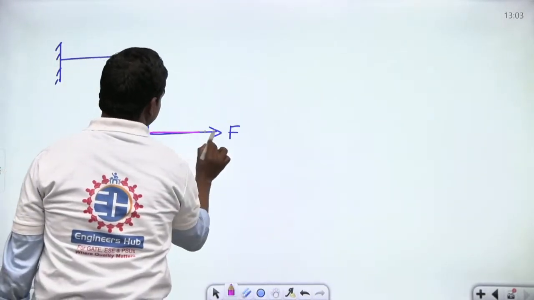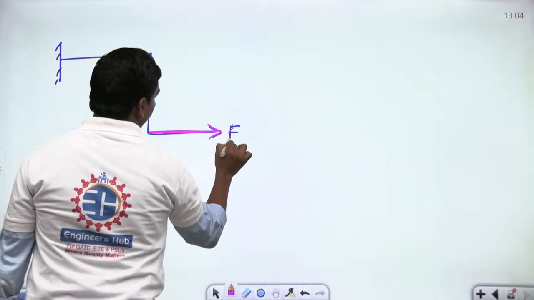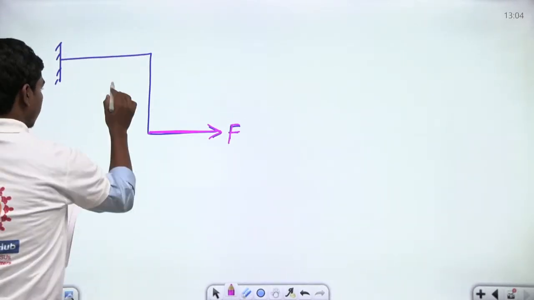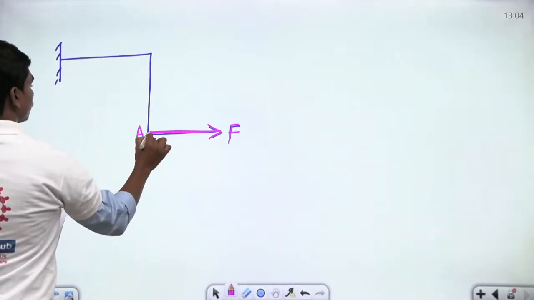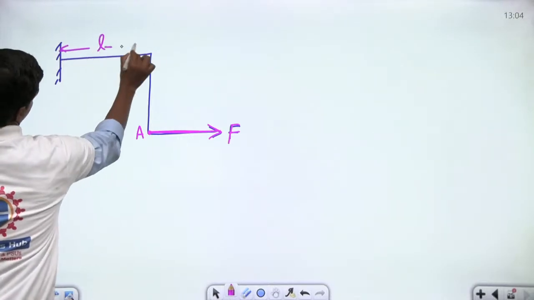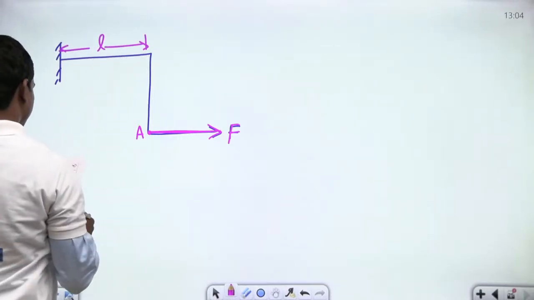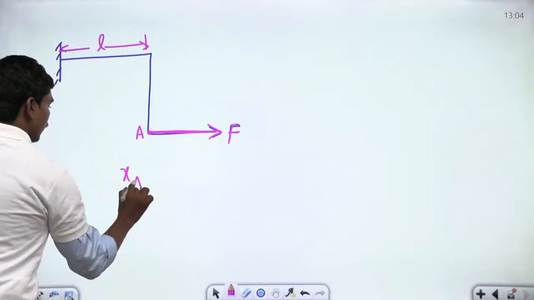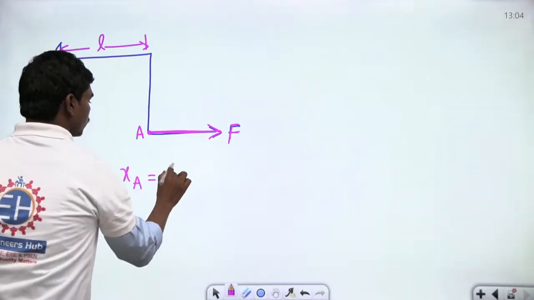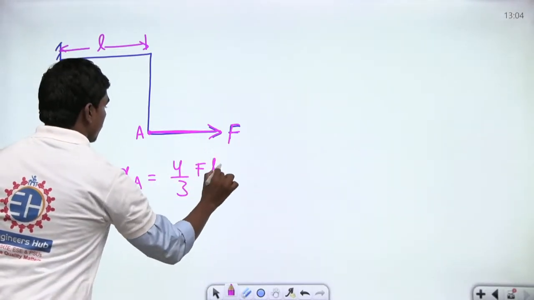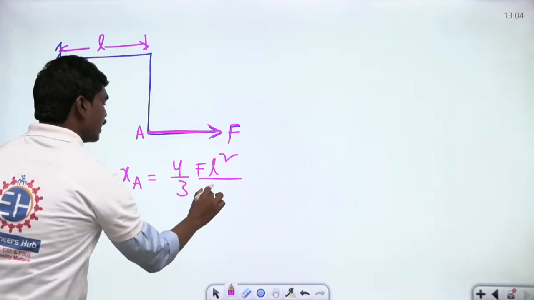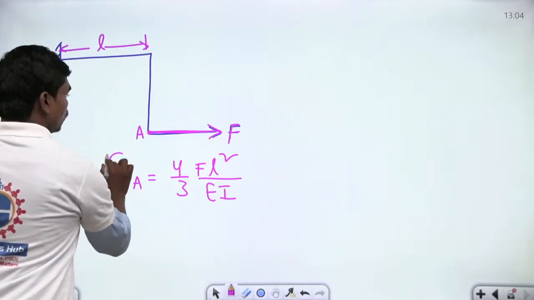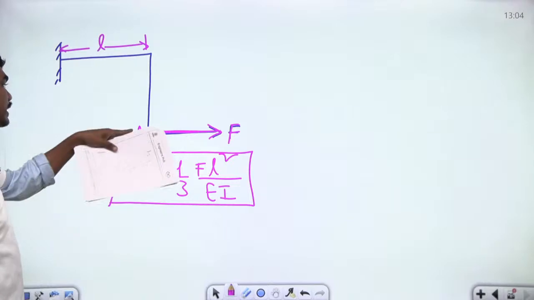This is the force that's acting on the bar, F. They are asking you for the vertical displacement of this point A. If this is the point A, and of course this is L, they are asking you for the deflection of this point A. So X A, what we have calculated from our side, is 4 by 3 F L square by E I. This is the value of the deflection that we have in the vertical direction for this point A.